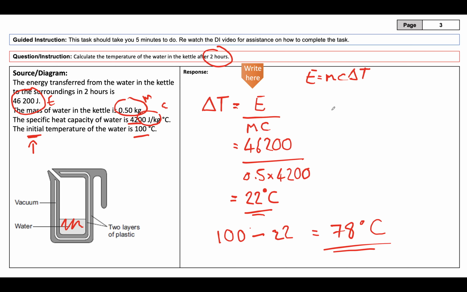Again, so I've put my rearranged equation. I've substituted in my values. I've calculated the change in temperature. And then I had to do the extra step. I've used my correct unit. I had to do my extra step at the end, taking it away from the initial value. So just be very, very careful that you understand what's happening in the question.